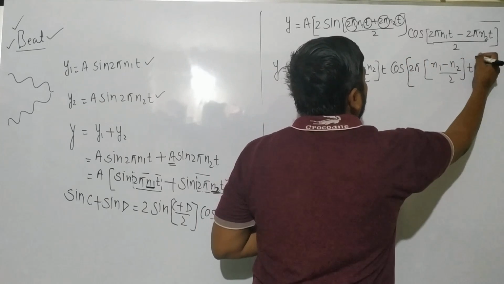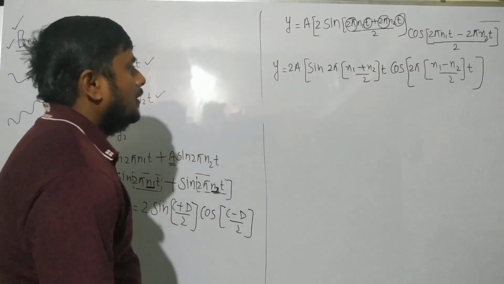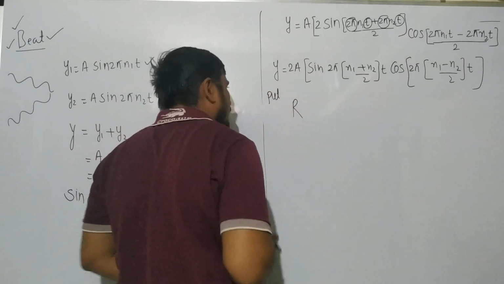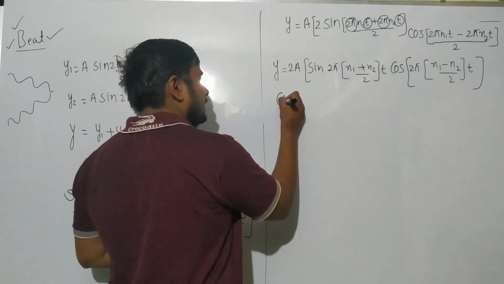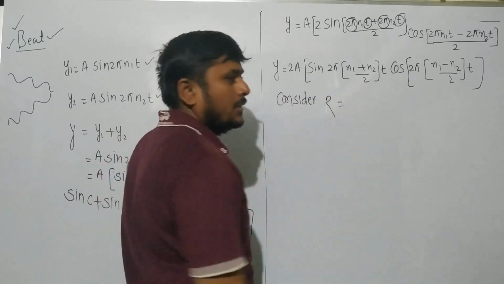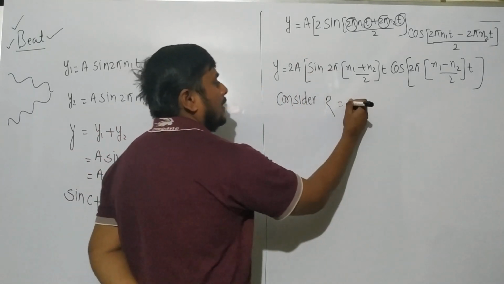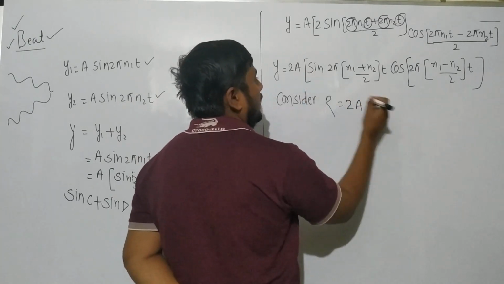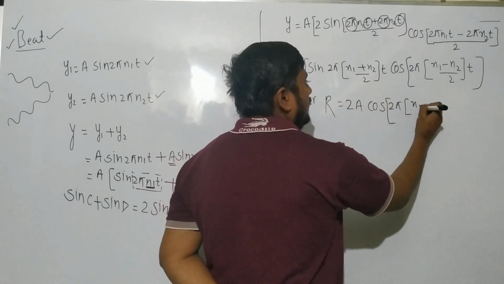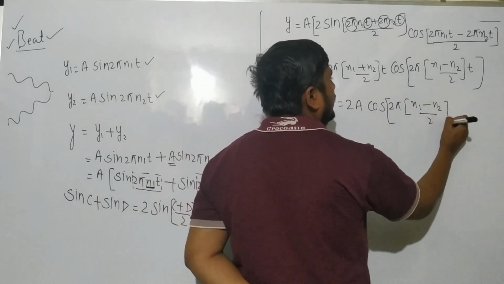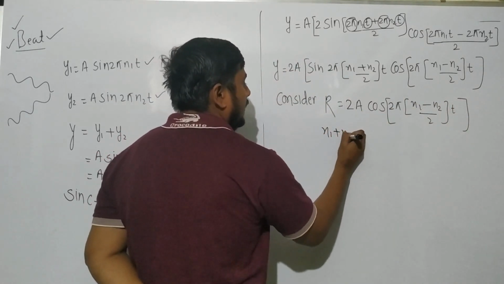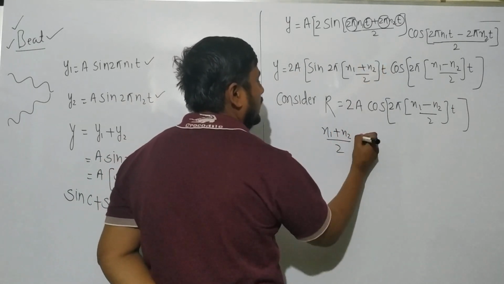Right? So this is nothing but an equation we got. But right now, what to do? Just consider that R is the resultant amplitude. R is equal to what? R is equal to twice a cos of, in brackets, 2 pi times (n1 minus n2)/2 into small t. So this is nothing but the resultant amplitude, and instead of (n1 plus n2)/2, I am going to place n.